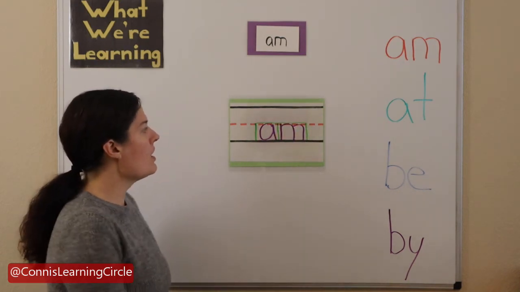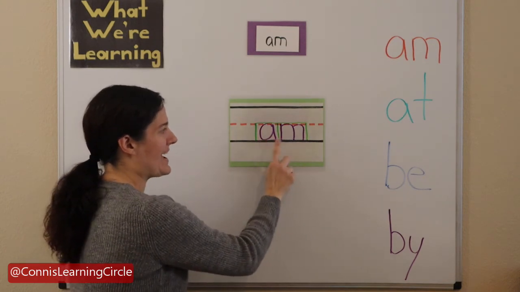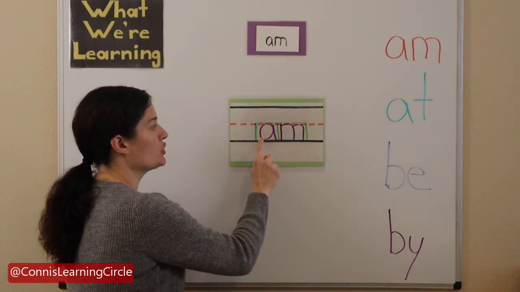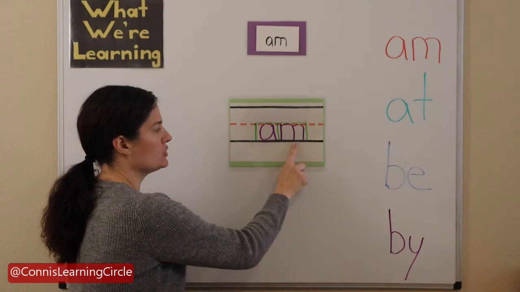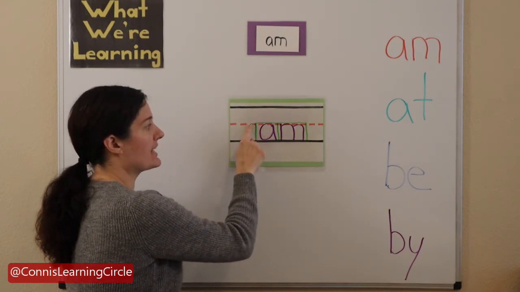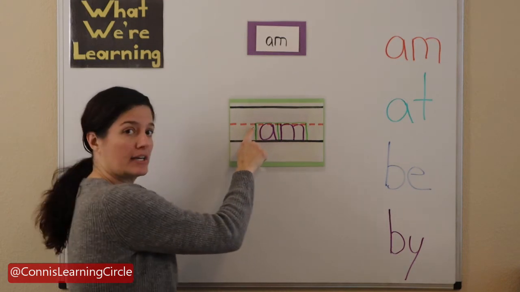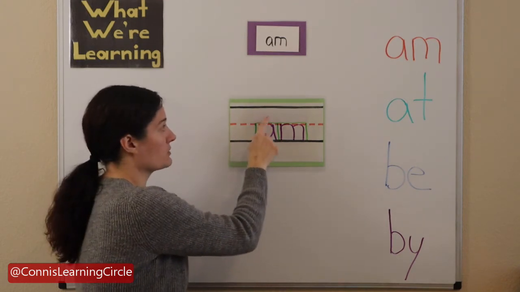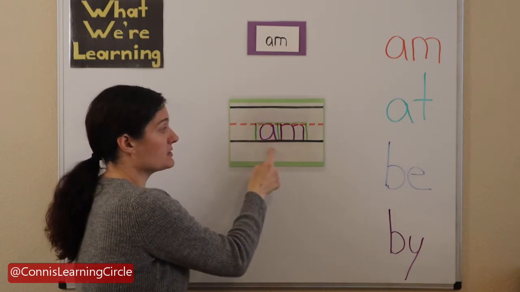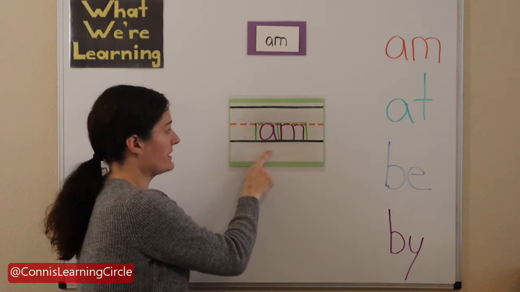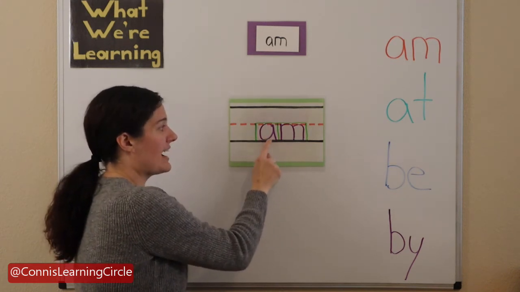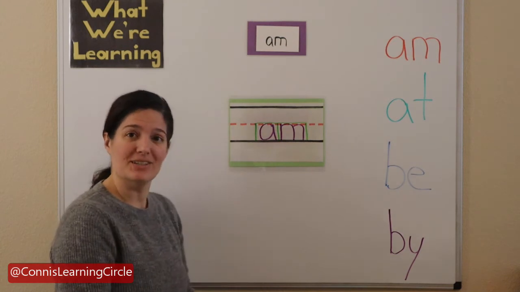Check that out. Our word AM, A-M, has two short letters, one, two. And that means that all of the letters in our word AM start at our dotted writing line. They don't start above it. And nothing goes below our writing line. So this is how our word AM looks.